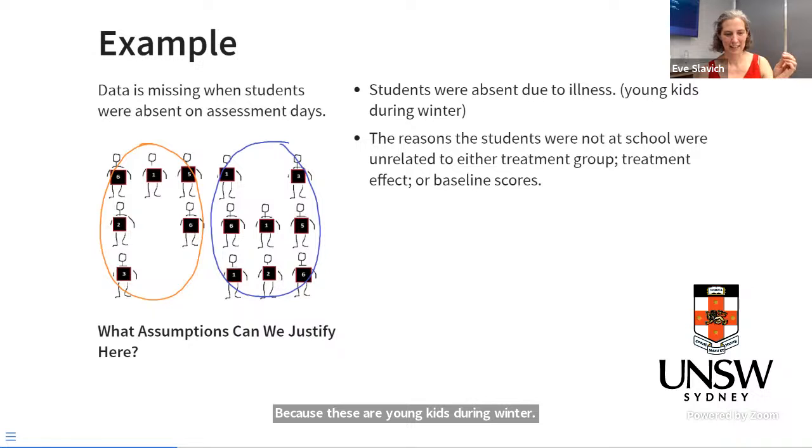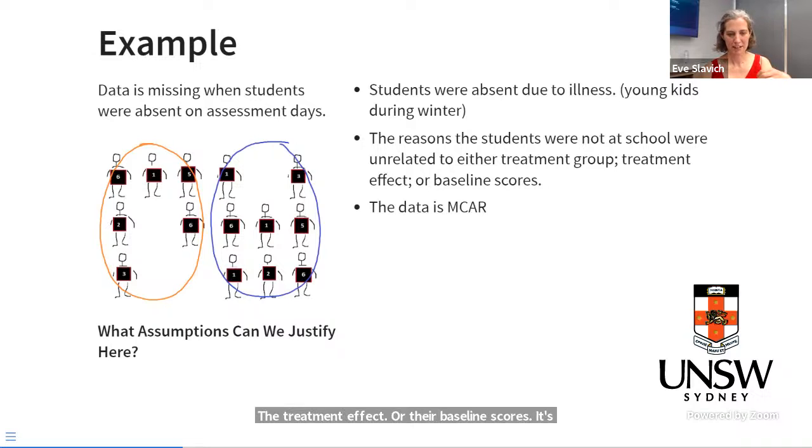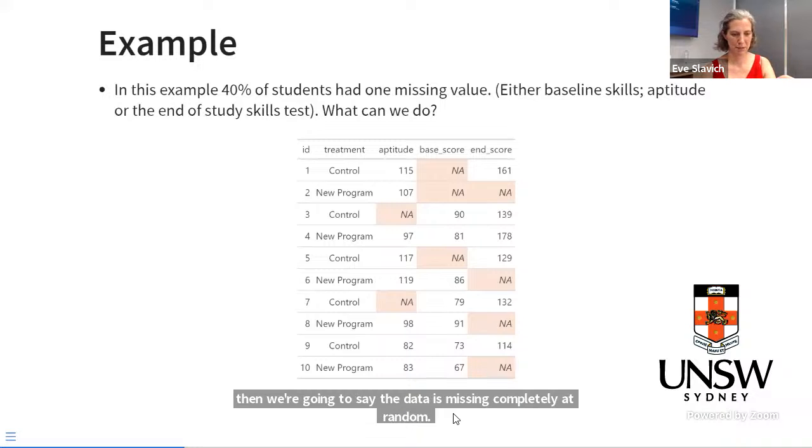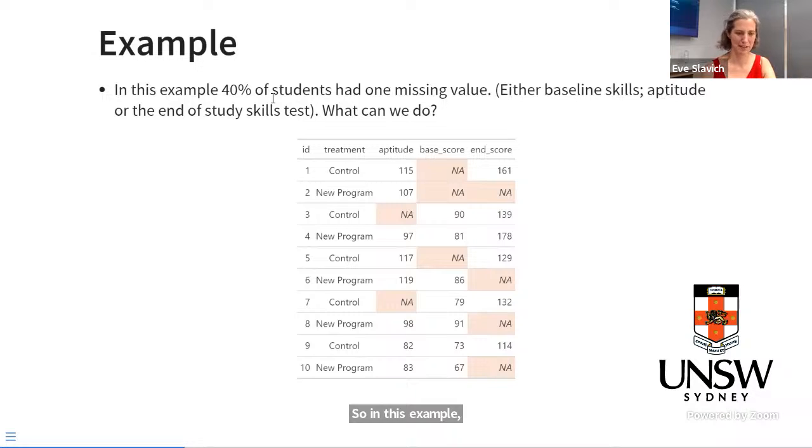So the reasons that these kids are not at school is unrelated to either the treatment group, the treatment effect, or their baseline scores. It's just because they got sick. So because this is the assumption that we're making, then we're going to say the data is missing completely at random. So in this example, because it was winter, 40% of students had one missing value across any variable. So there were 3 different variables: baseline skills, aptitude skills, or end of study skills tests.